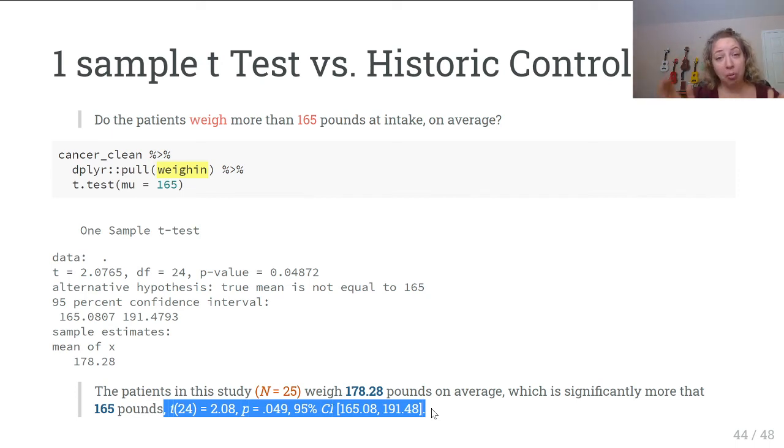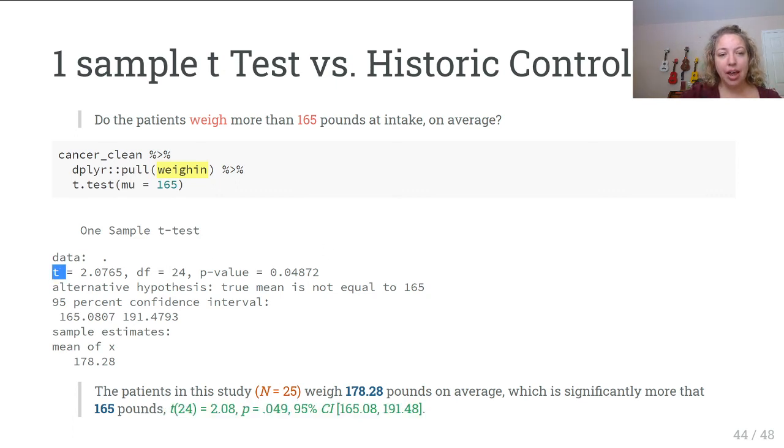After the T, in parentheses, we say our degrees of freedom. So T has 24 degrees of freedom, and the value is 2.08. The p-value we're going to give to 3 decimal places, nothing in front of the period. And then this is the new part.